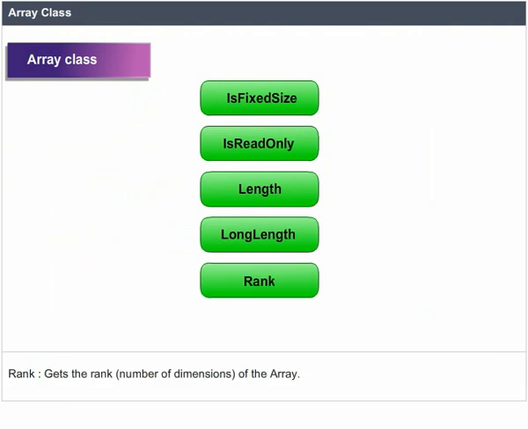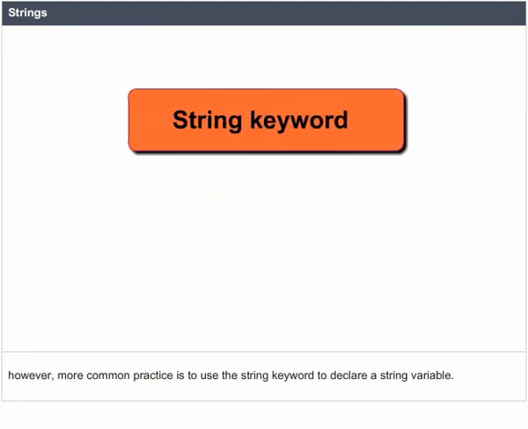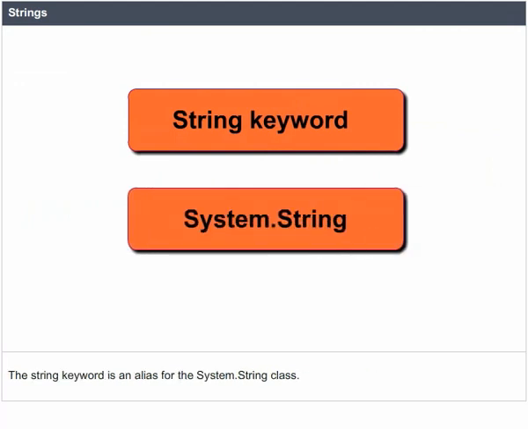Strings. In C#, you can use strings as an array of characters. However, a more common practice is to use the string keyword to declare a string variable. The string keyword is an alias for the System.String class. Creating a string object. You can create a string object using one of the following methods.